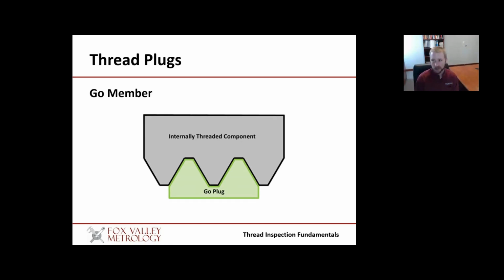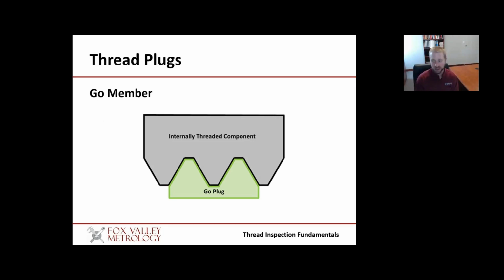So as for the Go member itself and how it's designed, it's actually machined to a plus tolerance, which makes it so that the member exists inside the maximum material limit of the internally threaded component that it's inspecting. So this member is actually commonly designed longer than the no-go member due to the fact that it's intended to thread through the full depth of the threaded component.